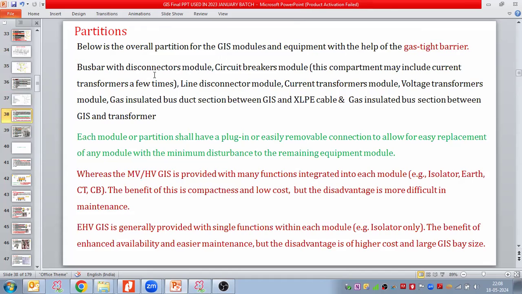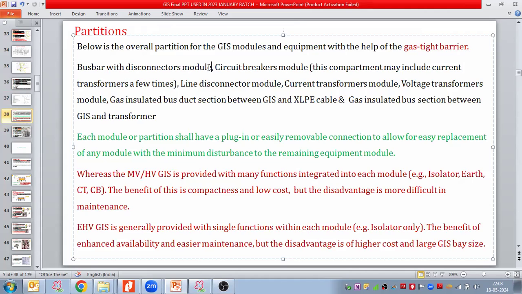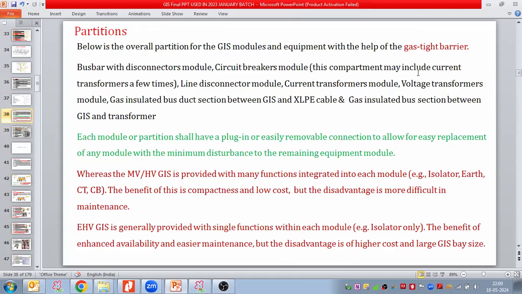Okay, so below is the overall partition for the GIS modules and equipment with the help of the gas barrier. Let us say we have taken C2 again, so you can note down. Bus bar with disconnector is one module. Breaker module is one module. This compartment may include CT, but generally we do not prefer to include the CT in the breaker, so breaker is a separate module. Line disconnector module separate, CT separate module, VT separate module. Gas insulated bus duct separate modules are between GIS and XLPE cable, and the gas insulated bus section between the GIS and the transformer is also a separate partition we take.